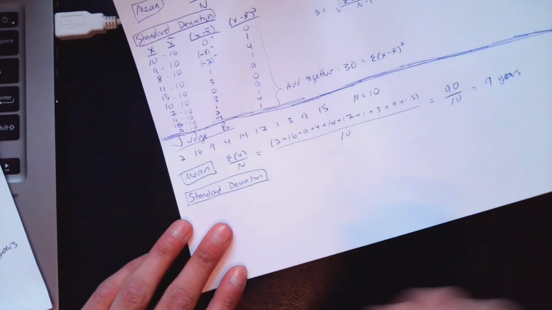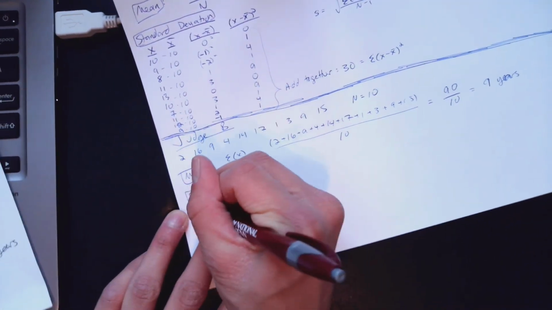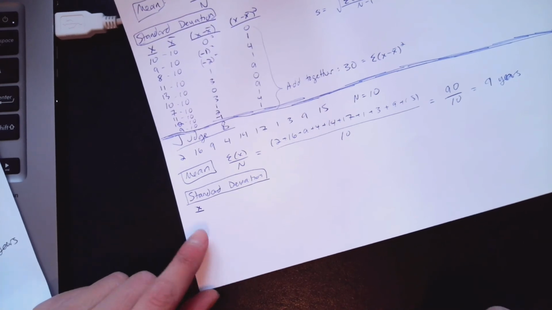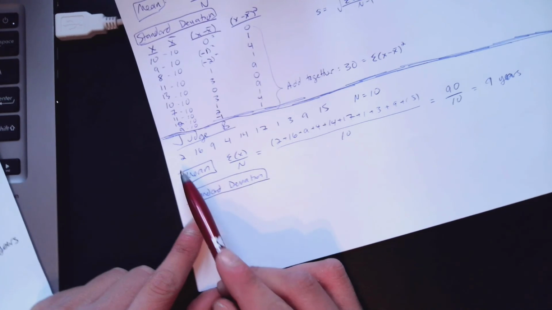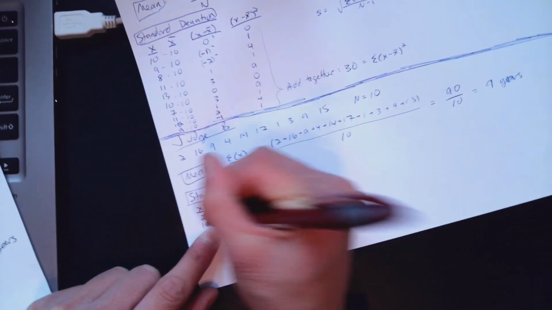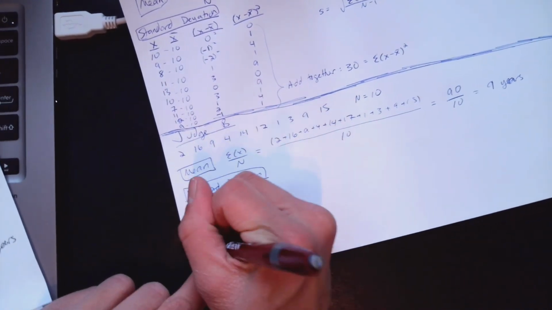All right, so with the standard deviation for judge B, we are again going to list out the different observations that we have in our data. So here, judge B's observations are these last 10 sentences assigned by judge B. So we have 2 years, 16 years, 9 years, 4 years, 14 years, 17 years, and so on.